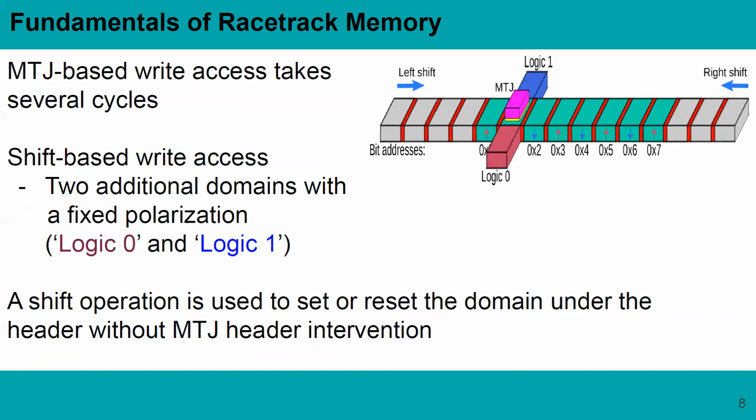Read operations using an MTJ header are fast enough. Unfortunately, this is not the case for writes. In racetrack memories, shift-based writes have been proposed to reduce the latency of write operations. This approach includes a couple of domains with fixed logic 0 and 1 values as seen in the figure. Instead of performing a write operation through the header, writes are performed as shifts involving the added domains without header intervention.